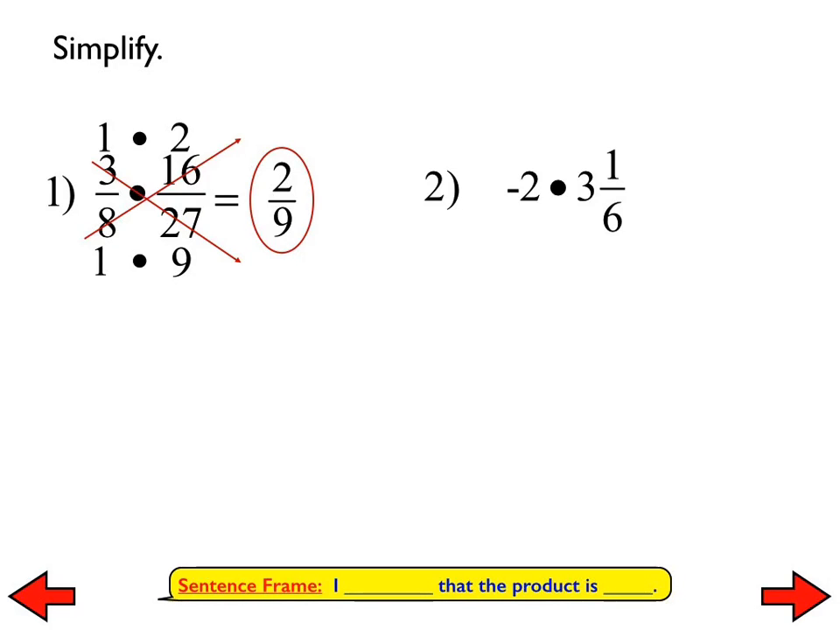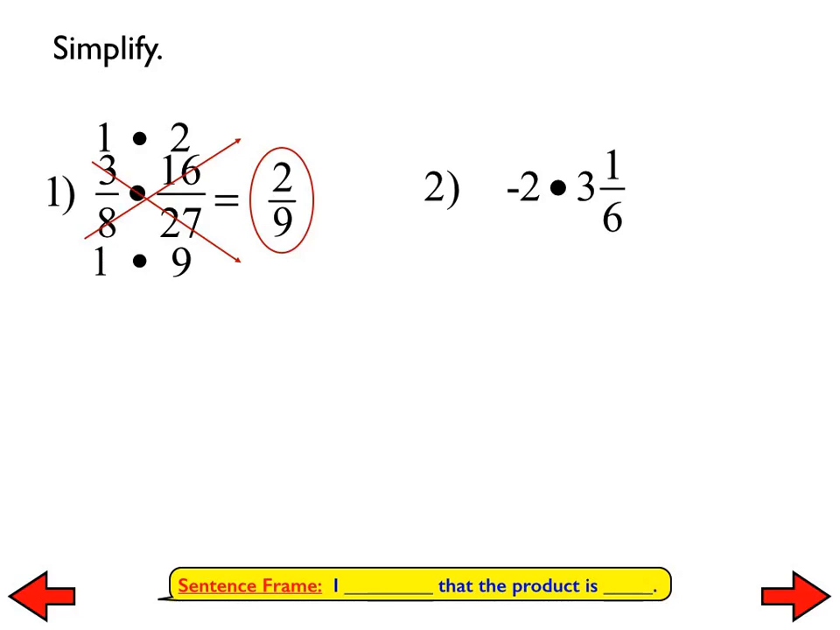Let's go to number 2. Remember, when we have whole numbers or mixed numbers, we want to turn them into improper fractions before we do anything. How are we going to write negative 2? Negative 2 over 1. And then obviously we're going to turn 3 1/6 into 19 over 6. And then it's really the same sort of thing.